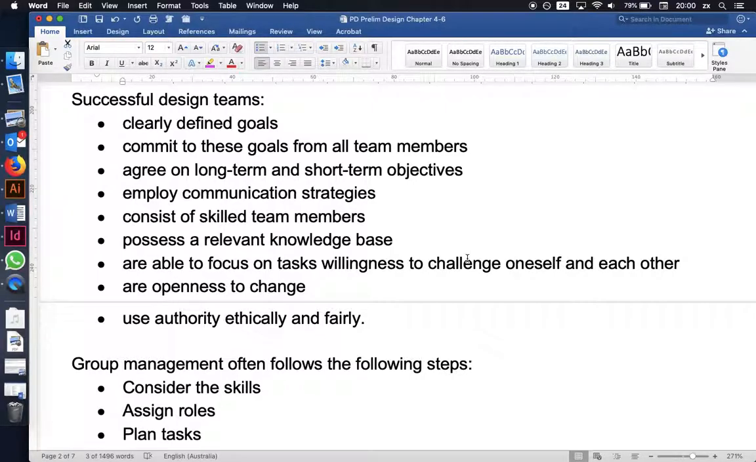You also need to agree on long-term and short-term goals. You need to have a direction to head. You need to have a cardinal point. So we're going north, but you also need to have an idea of where we're going to be in 3 years, and we need to know about where we're going to be in 3 weeks.